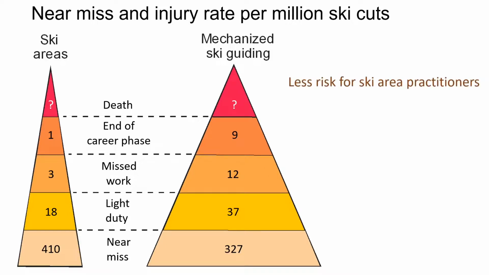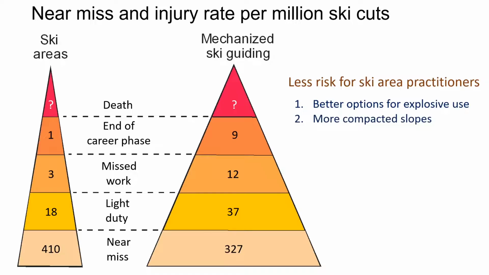Why might the ski cutting risk be lower for ski area practitioners than for mechanized ski guides? Here are 3 possible explanations. 1, the difference may be due to ski area practitioners having better options for explosive use when the risk on a particular slope is higher. 2, the slopes that ski area practitioners ski cut are more often ski compacted than slopes in the backcountry, reducing the frequency of deeper than expected slab avalanches. Or 3, ski area practitioners may have a long list of slopes to ski cut when there's only a few centimeters of new snow overnight, that is, when the risk is very low.